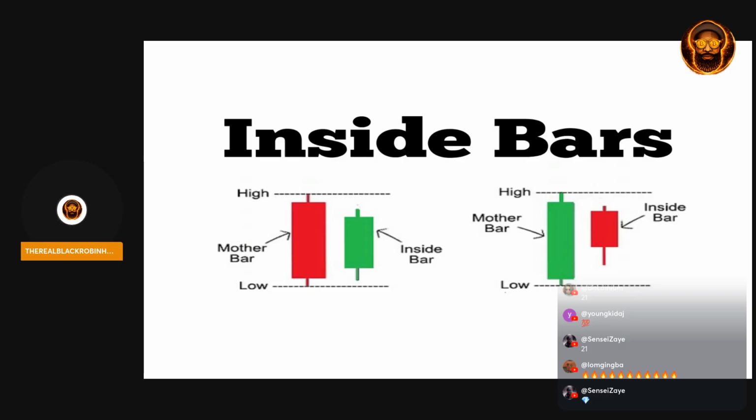Inside bars. This is one of the most powerful setups, right? So this is an inside bar. You have the high and the low of the first candle. This is the mother candle. This is a pregnant candle, right? So the first red candle is the mother. Then you have a baby inside bar, right?